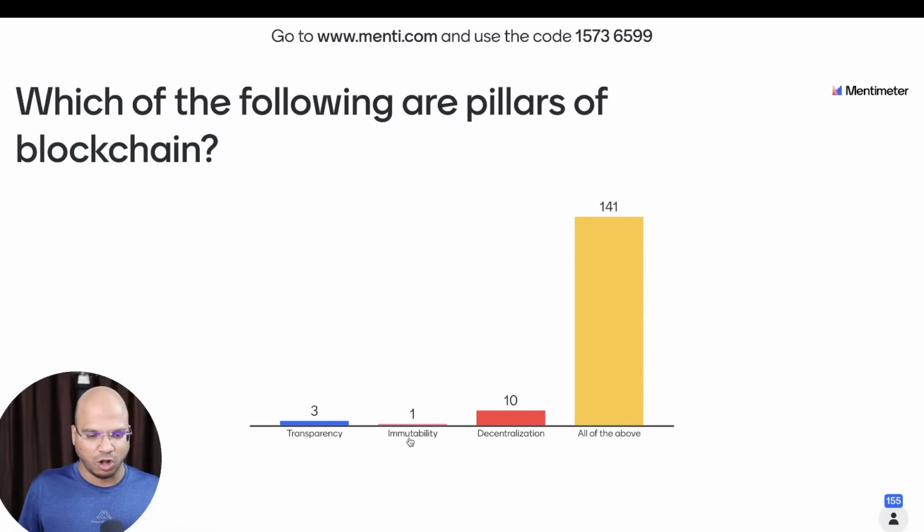Okay, the majority of you are saying all of the above, and that is correct. With the help of blockchain, you achieve transparency, you achieve immutability, and you achieve decentralization. Basically, you achieve everything. Cool.